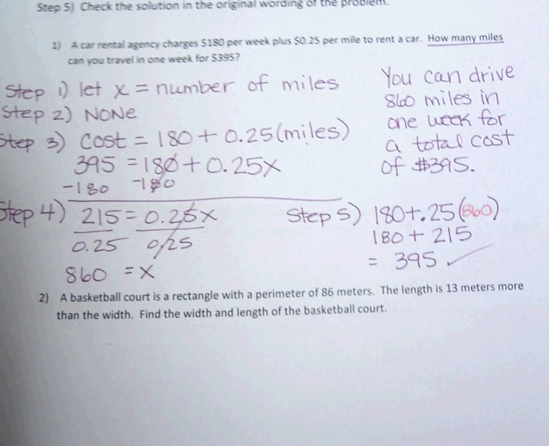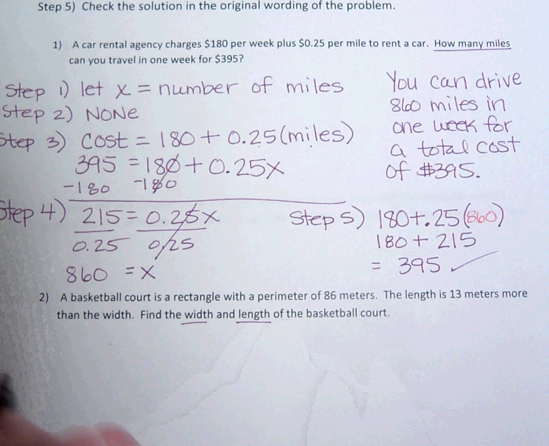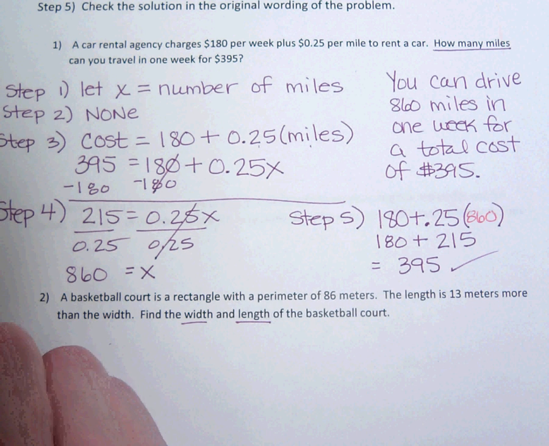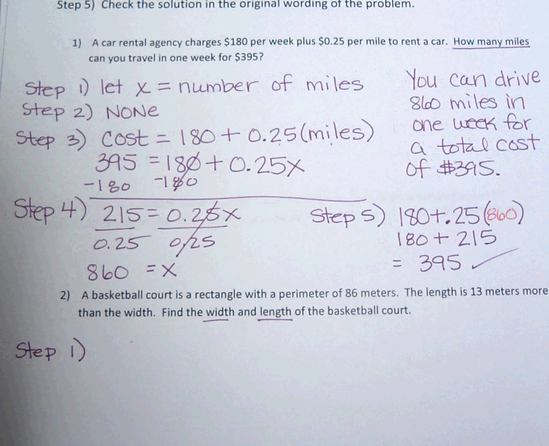All right, let's look at number 2. A basketball court is a rectangle with a perimeter of 86 meters. The length is 13 meters more than the width. Find the width and the length. So this is an example where we're going to have two quantities to find. Okay, so step 1, it was to let x represent one of the quantities.